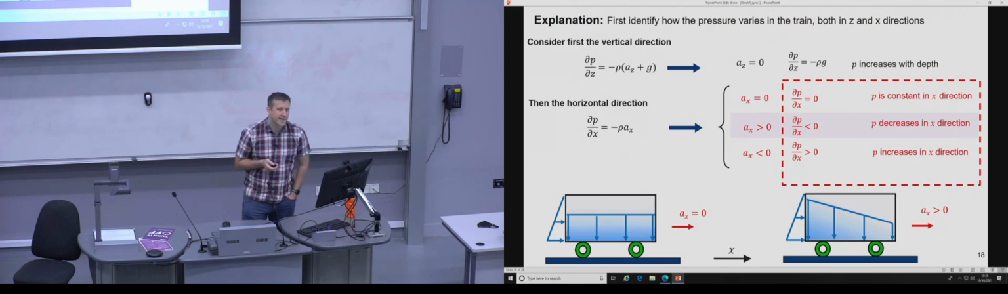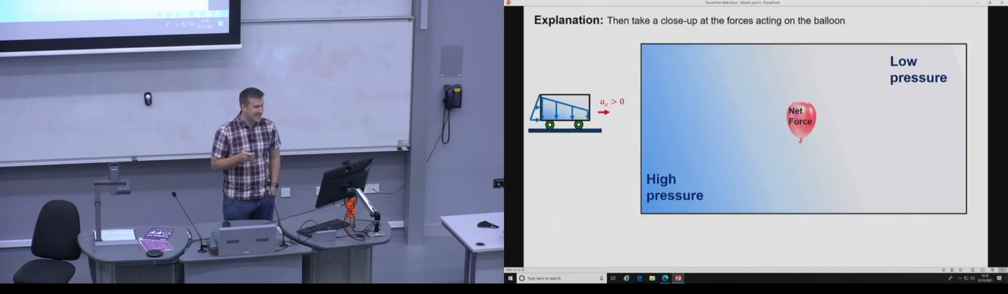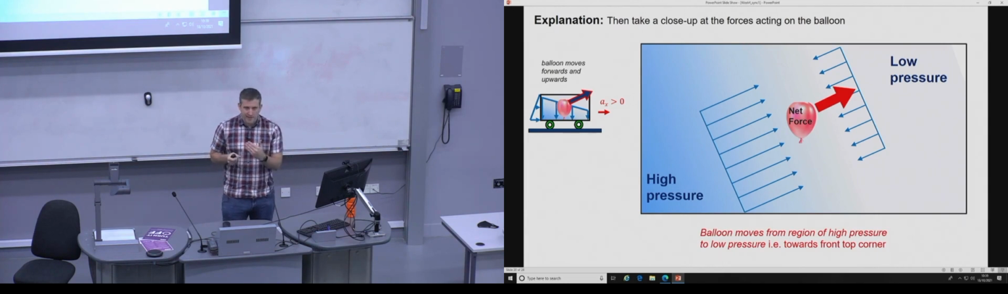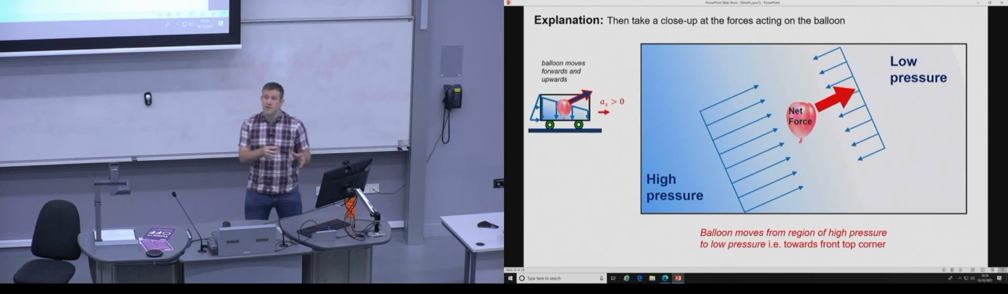Sir, the balloon will move forward due to this pressure gradient. Because the pressure of the air, because the pressure is higher backwards than forward, the air will push the balloon forward, and that's how it works. Exactly, exactly. And this is what's represented here. We have a zoomed picture of the air inside the train. We've got our high pressure on one side, our low pressure on the other side. Pressure is a force per unit area. The balloon is the same regardless of the side that you look at it from. So the net force is going to be going in the vertical up and forwards direction. It's going to move from the region of high pressure, which put another way is high force per unit area, to the region of low pressure or low force per unit area.